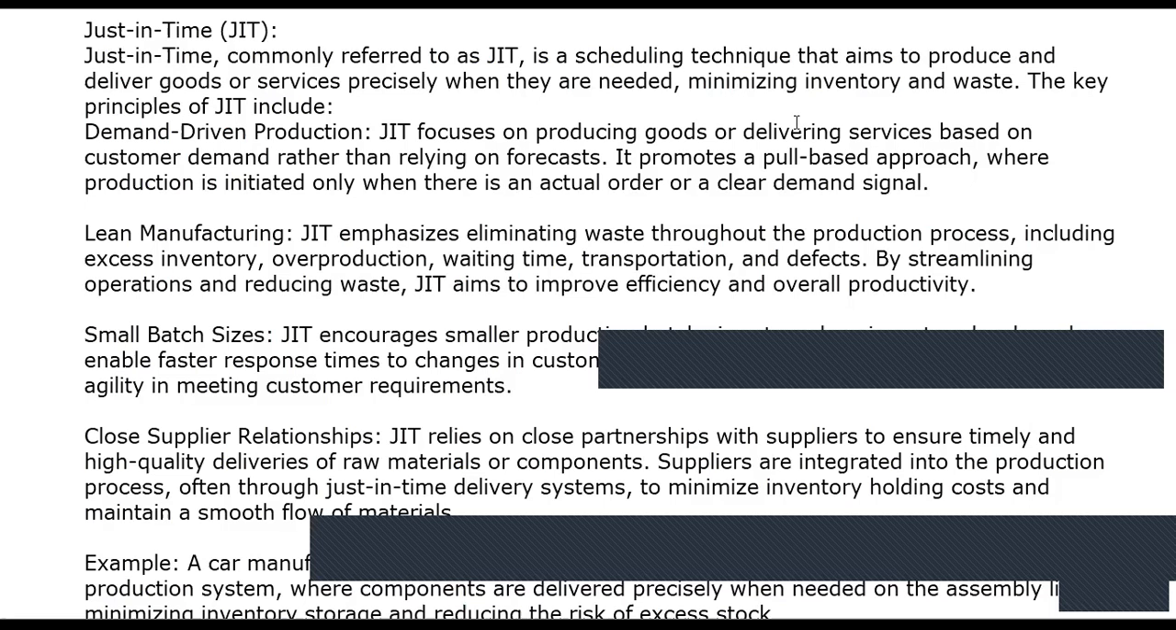The lean manufacturing JIT model emphasizes eliminating wastage throughout the production process, including excessive inventory, overproduction, wastage of time, transportation, and defects. So this streamlines operations and reduces wastage. JIT aims to improve efficiency and overall productivity.